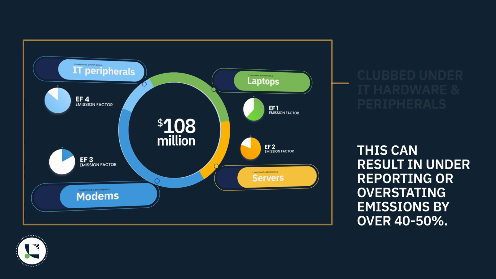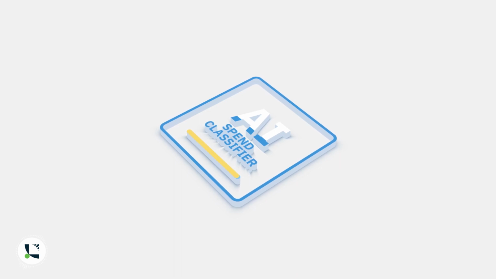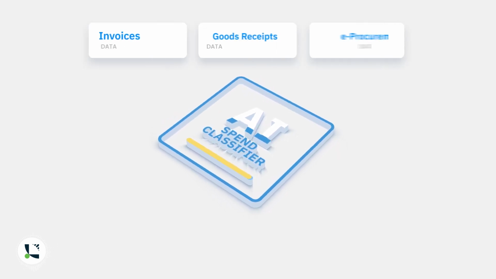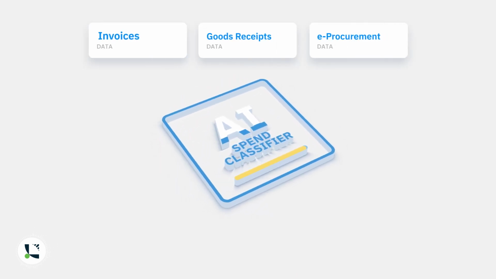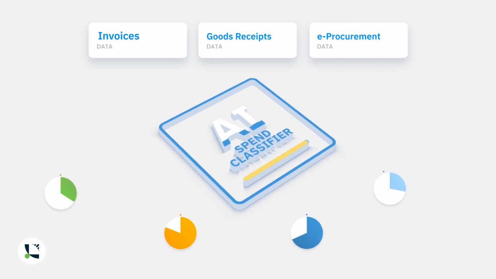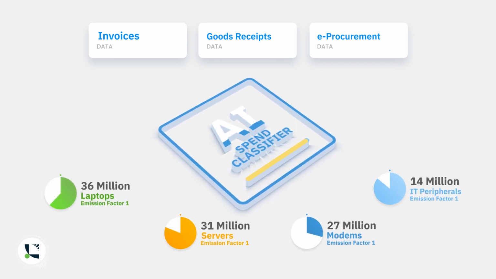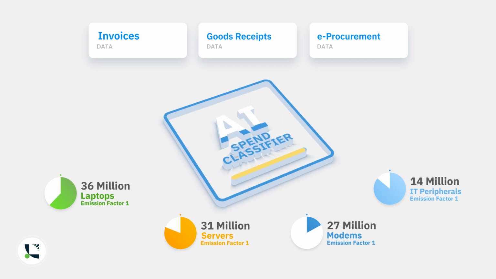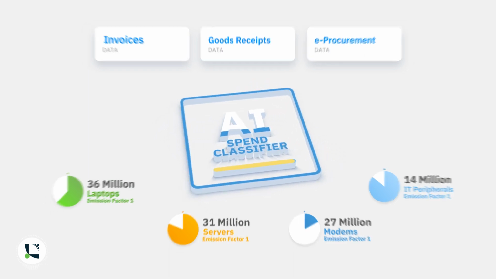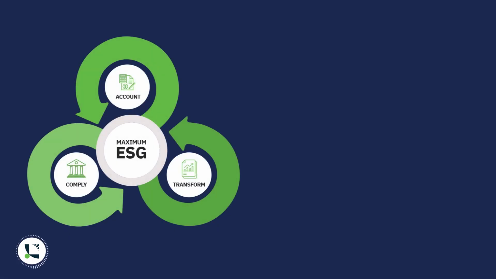The Lythouse GHG Protocol-compliant Carbon Analyzer uses an AI-powered spends classifier to analyze spends data from invoices, goods receipts, or your e-procurement systems at granular level 4, and then applies the most relevant emissions factor to arrive at a highly accurate and auditable carbon emissions estimate. Let's see how this works from our first module.